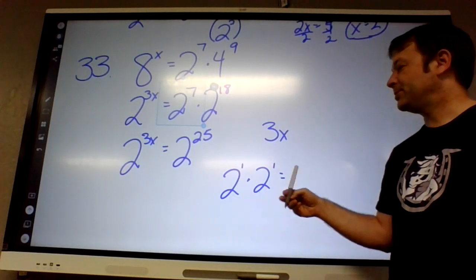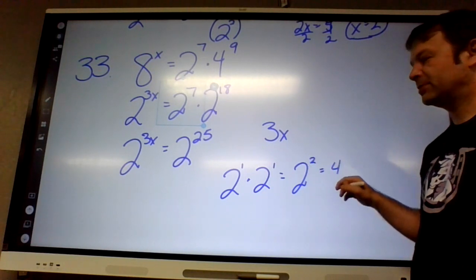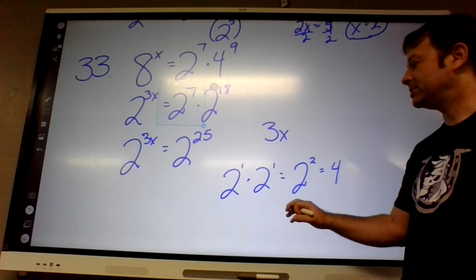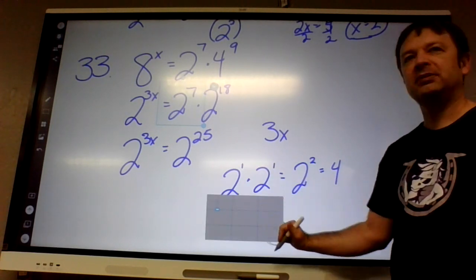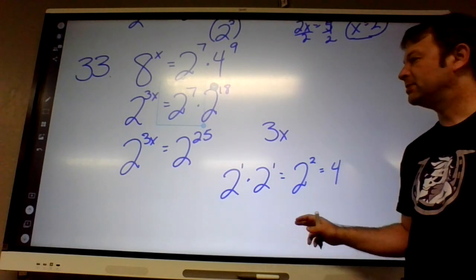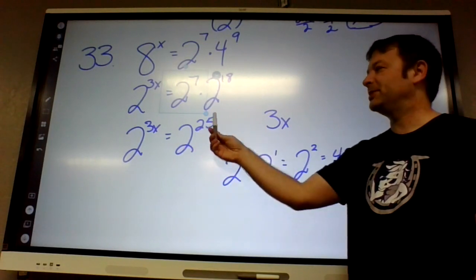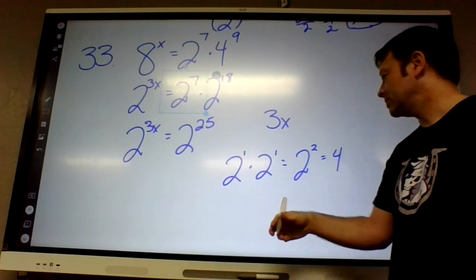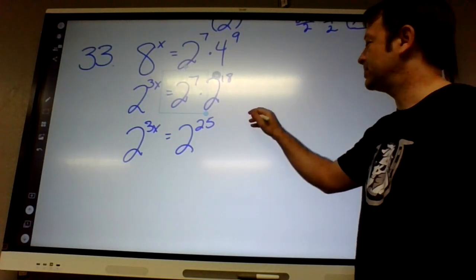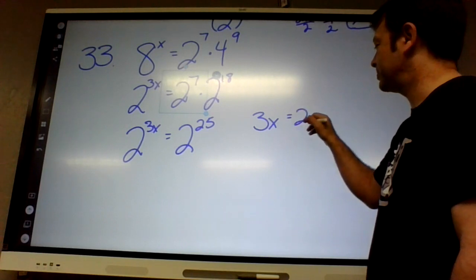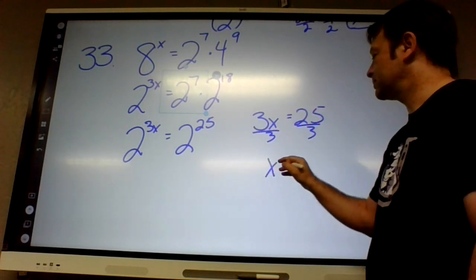Like 2 to the 1 times 2 to the 1 is 2 to the 2, right? Which is 4. You wouldn't say it's 4 to the 2. Does that make sense? You don't do the extra stuff like that. Like there's 4 inside of this, but there's a lot more than 4 in there. Anyways, 3x equals 25. That was a good question. A lot of people get that wrong. So, divide by 3.